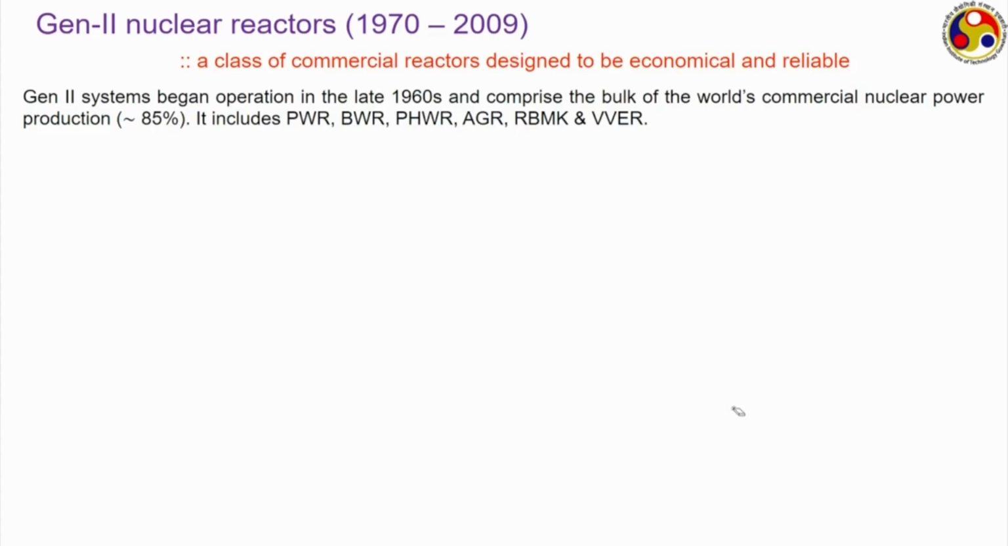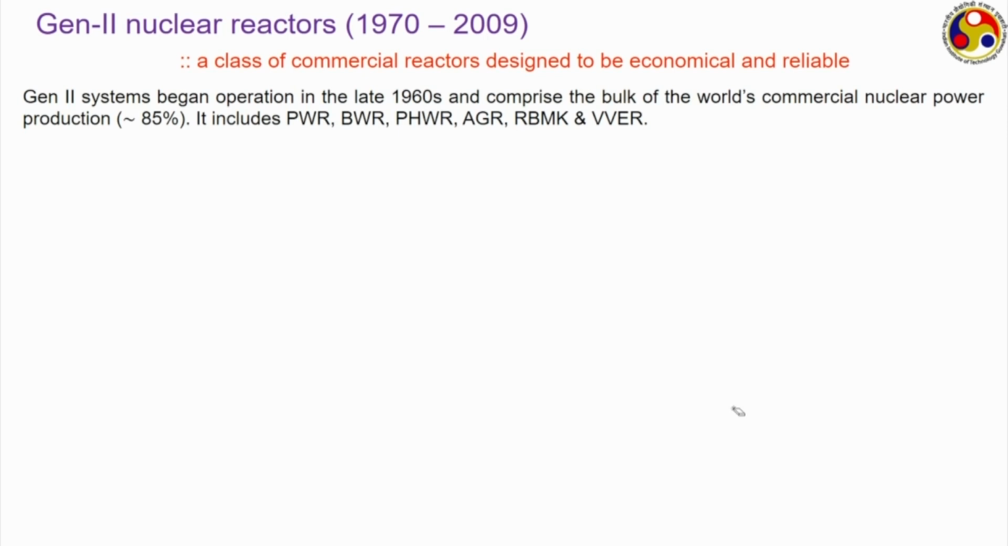You can say almost 85 to 90% of the commercial nuclear reactors that we have over the world at the moment fall under this generation 2 nuclear reactor category. Most of them are about to expire, but still are expected to last for 10 to 15 years more, and it involves all those classical designs that we have discussed in the previous lecture.